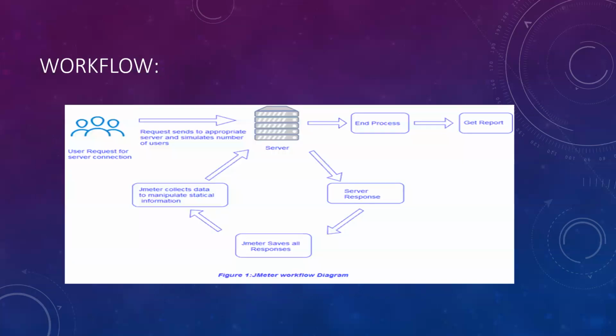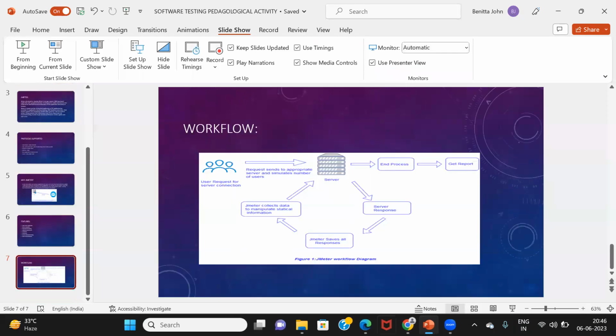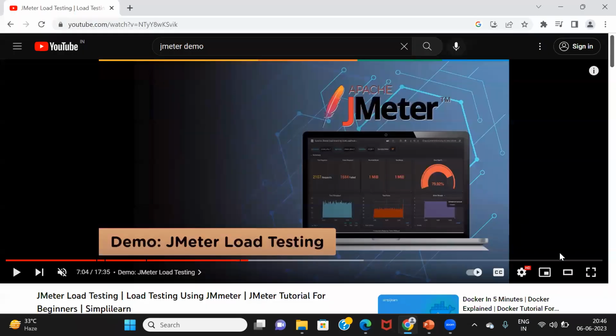Now the workflow of JMeter will be like this. First, the user will request a server connection. Then the request is sent to the appropriate server and simulates a number of users. Then JMeter collects data to compute statistical information and gives it to the server. The server responds, and JMeter saves all the responses. This is a looping process. Then at the end of the process, we can get a report. Now we can see the demo of JMeter.